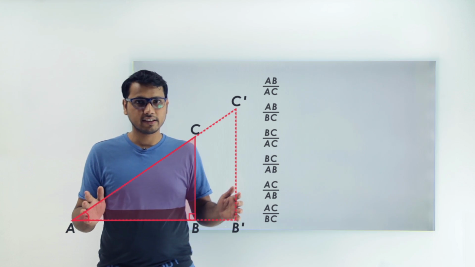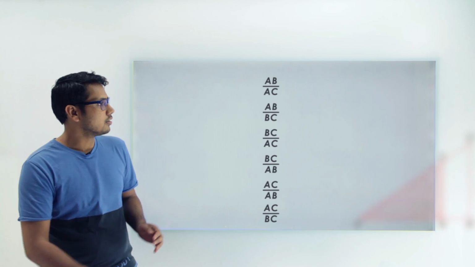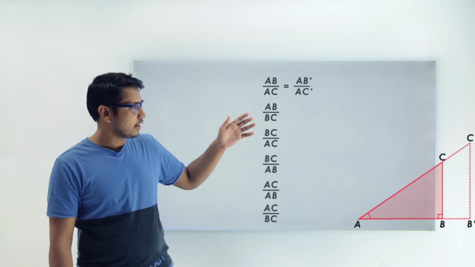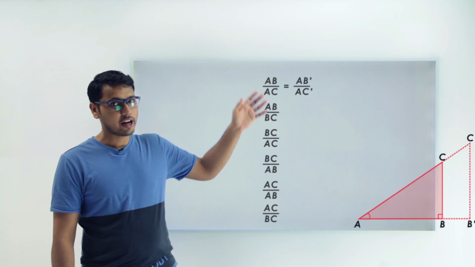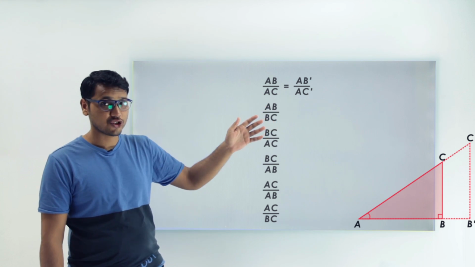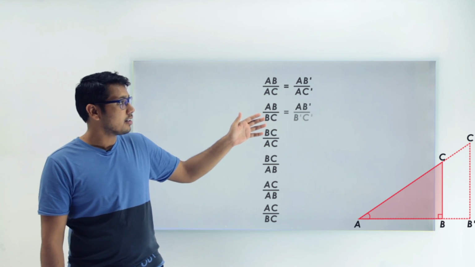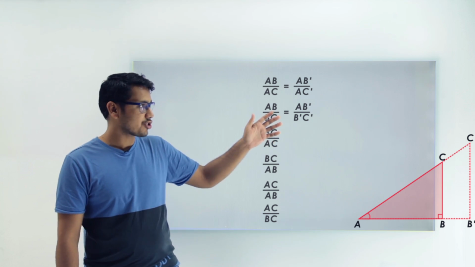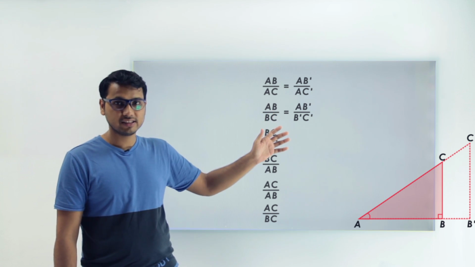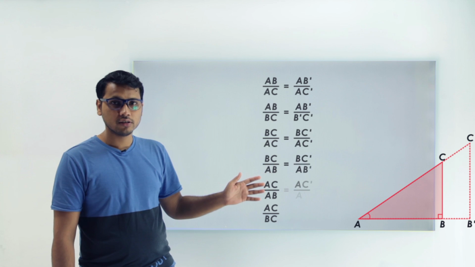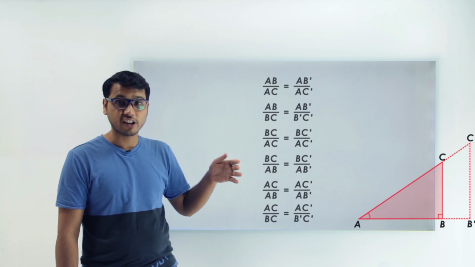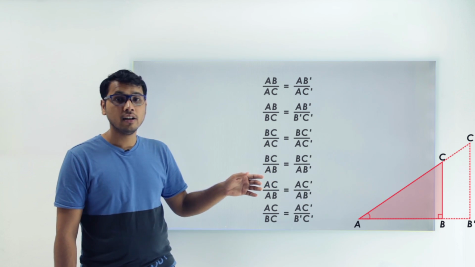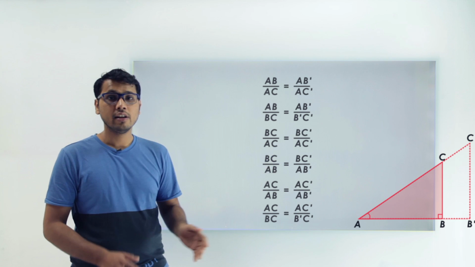So we can say that the ratios AB upon AC will be equal to AB dash upon AC dash, and AB upon BC will be equal to AB dash upon B dash C dash, and so on. All the ratios of both the triangles ABC and AB dash C dash will be equal.